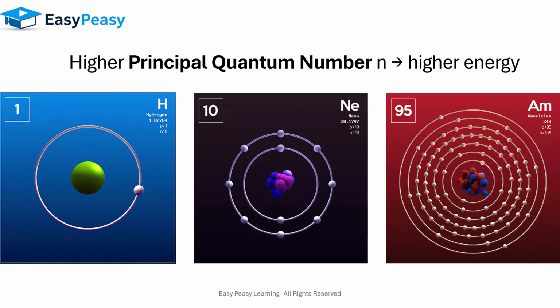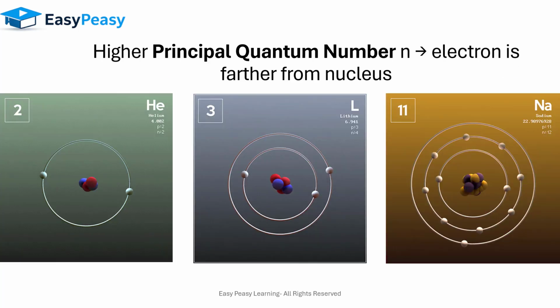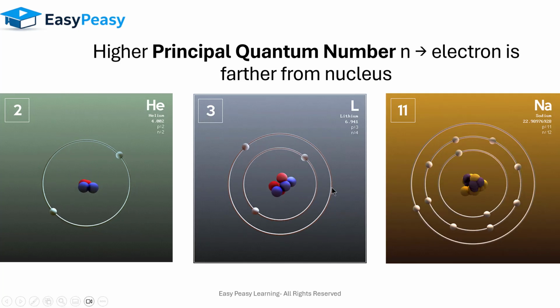The second thing the principal quantum number tells us is that the higher the principal quantum number, the farther the electron is from the nucleus. As a result, the size of the atom is going to increase. Here again, we have three examples: helium, lithium, and sodium. You can see that as the number of shells increases, the size of the atom also increases accordingly.